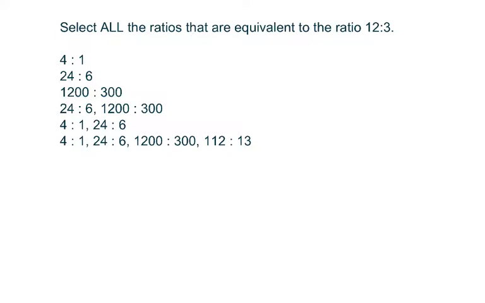Select all the ratios that are equivalent to the ratio 12:3. Let's start by looking at the ratio 12:3. Let's see if we can simplify it. So I know that 12 and 3 have a shared factor of 3. So I'm going to divide both of them by 3, and we'll see what we get.